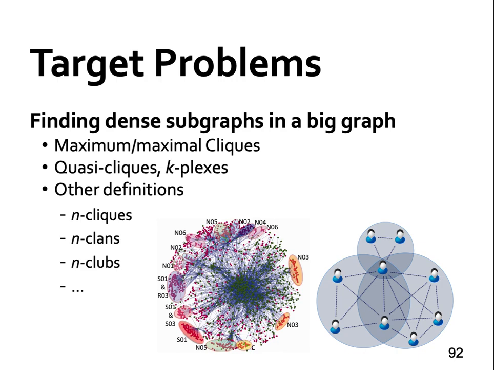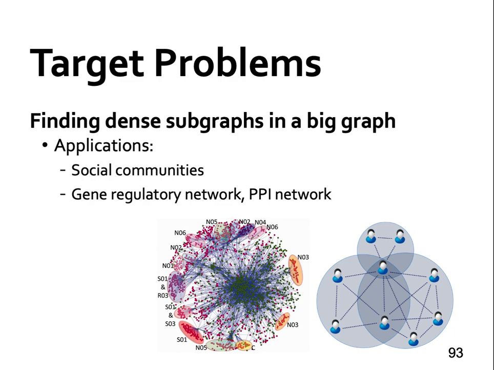First, let me introduce the target problem of Gsynchro. That is to find qualified subgraph instances from a big graph. One example application is to mine dense subgraph structures such as cliques, pseudo-cliques, and many other dense subgraph definitions. For example, quasi-cliques are a kind of pseudo-clique that requires each node to be connected to the majority of other nodes.